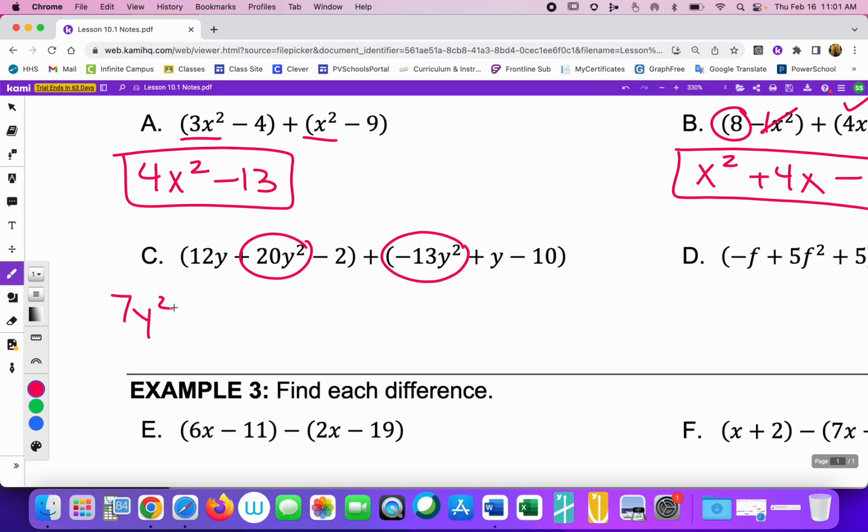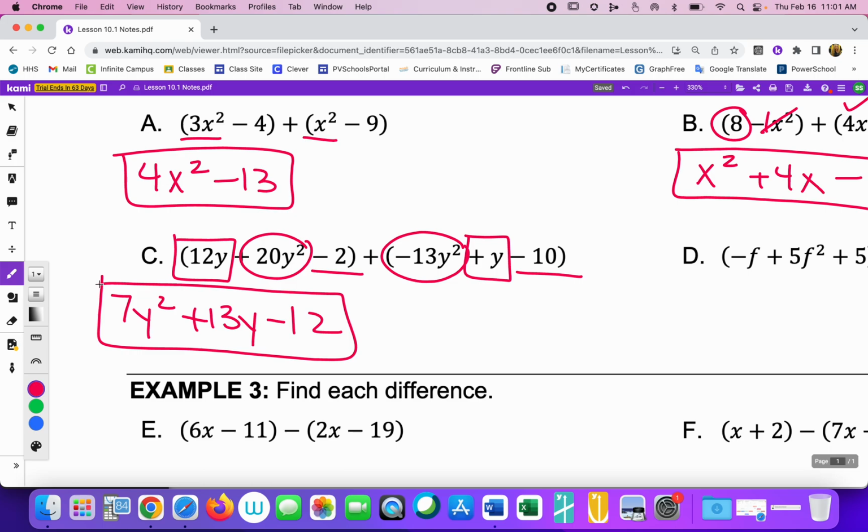Okay. Next highest degree would be what? The y. The y to the first power. So I have 12y plus 1y. 13y. And then last I have -2 minus 10. -12. Yay, we're getting a little bit easier. Yes. Okay. Alright, let's try D.